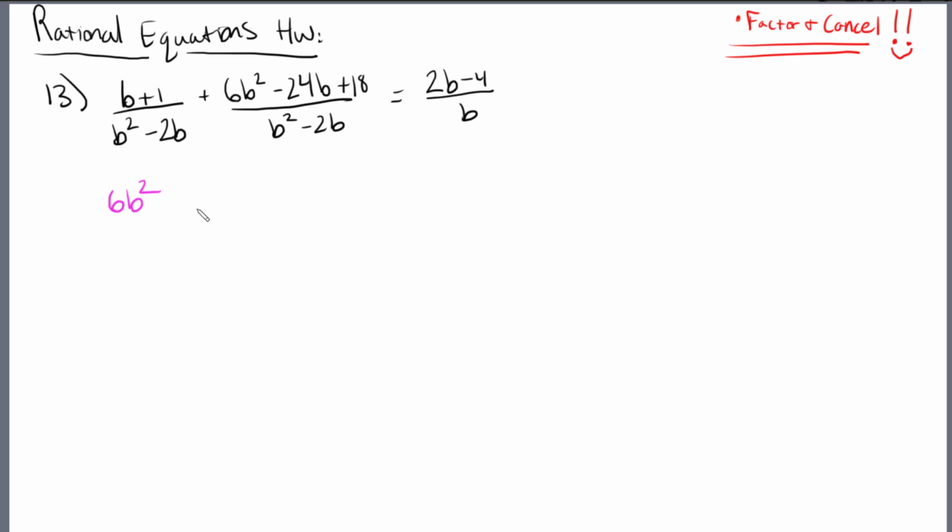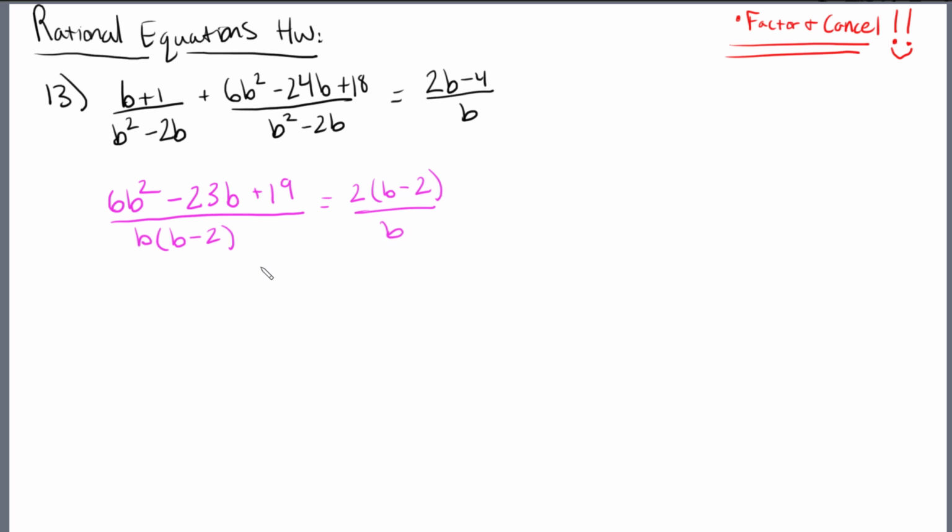So 6b squared stays. Let's see, b minus 24b, that would be what? Minus 23b total. And 1 plus 18, so we have plus 19. Okay. Now we can factor a b out of the bottom here. And why is that important? I'm going to go ahead and factor this on top as well, just because I can.